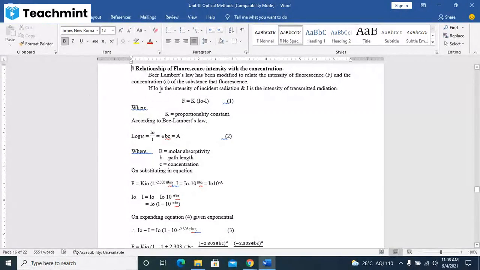If I0 is the intensity of the incident radiation and I is the intensity of the transmitted radiation, then F is equal to K in bracket I0 minus I. That is equation number 1, where K is the proportionality constant according to the Beer-Lambert's law.